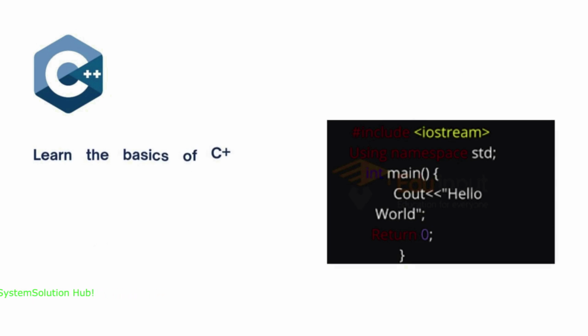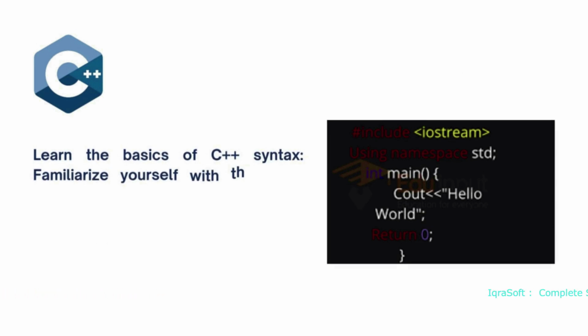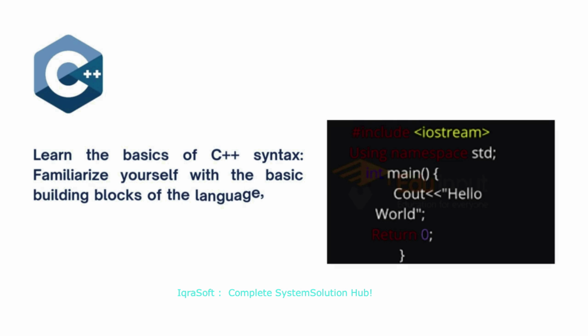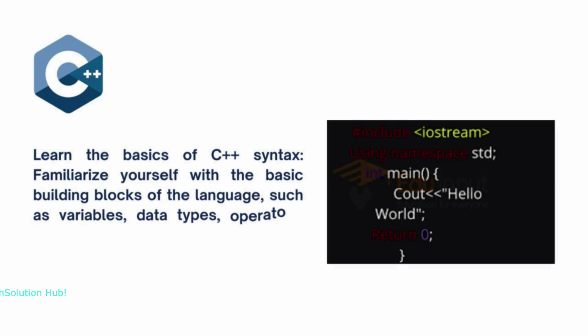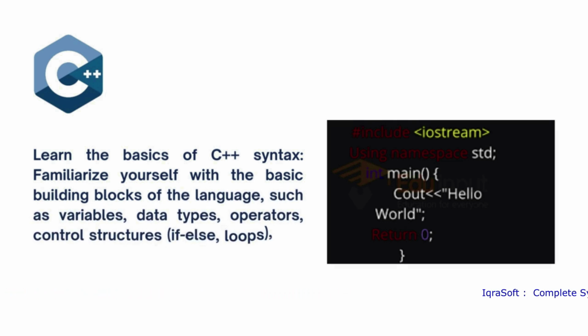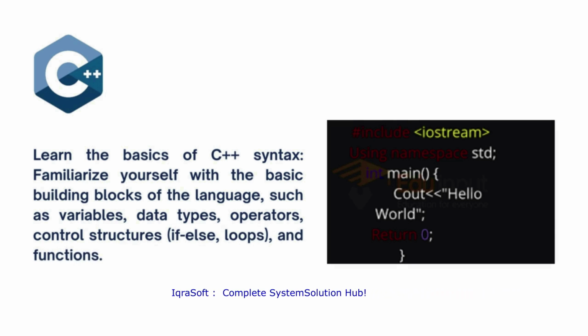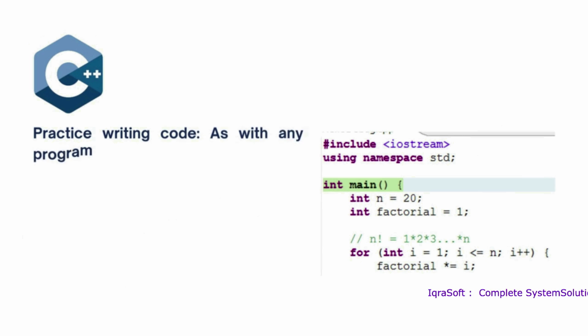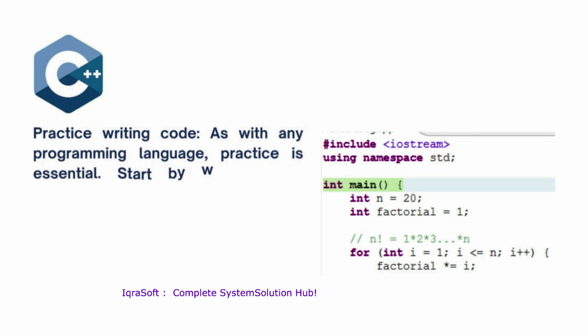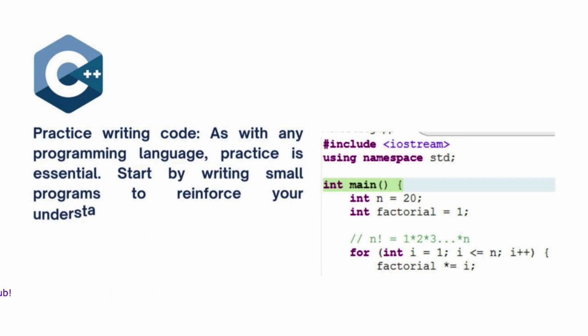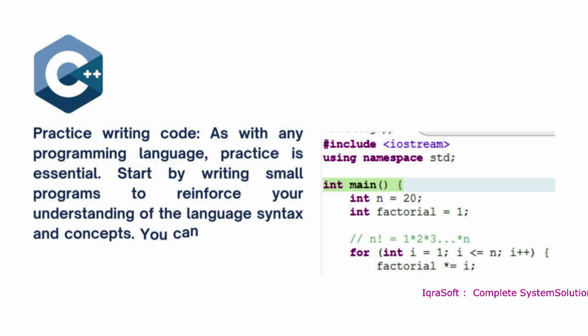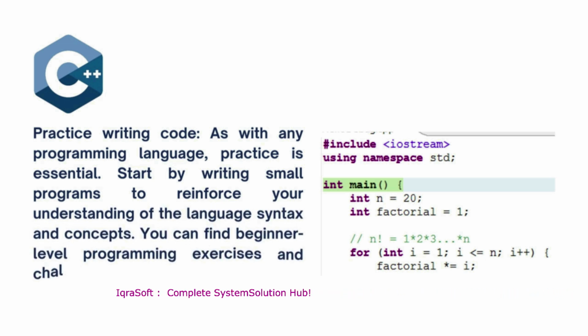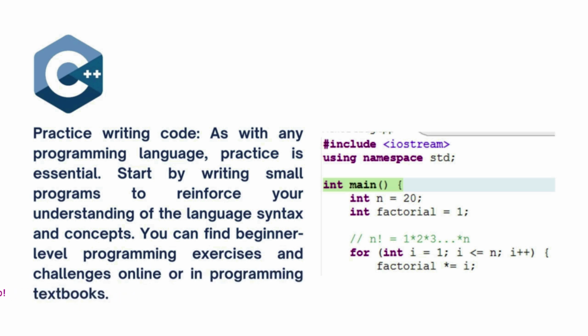2. Learn the basics of C++ syntax. Familiarize yourself with the basic building blocks of the language, such as variables, data types, operators, control structures, if-else, loops, and functions. 3. Practice writing code. As with any programming language, practice is essential. Start by writing small programs to reinforce your understanding of the language syntax and concepts. You can find beginner-level programming exercises and challenges online or in programming textbooks.